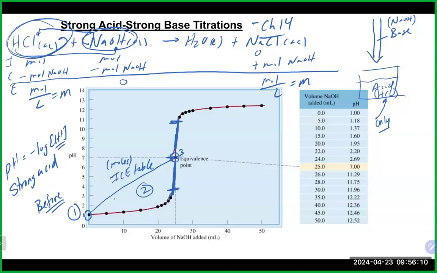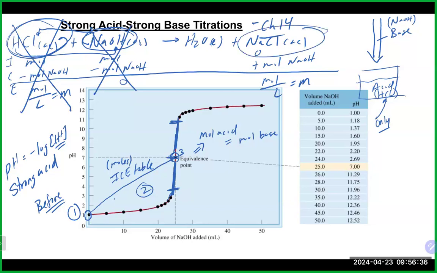But when we do reach the equivalence point, remember that the definition of an equivalence point in an acid-base titration is the point where the moles of the acid will equal the moles of the base. So when we reach the equivalence point here in a strong acid, strong base titration, these guys should pretty much be gone. You'll have the exact same number of moles. You will be left with just a salt at this point.